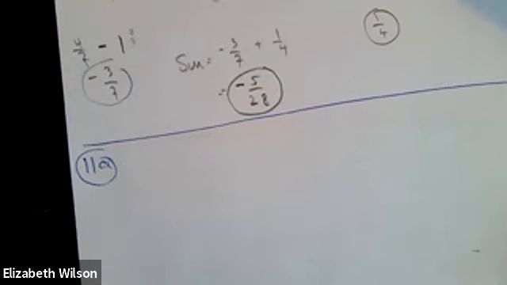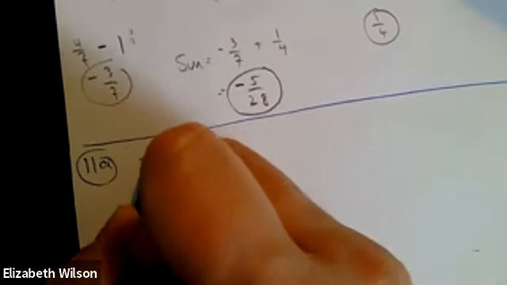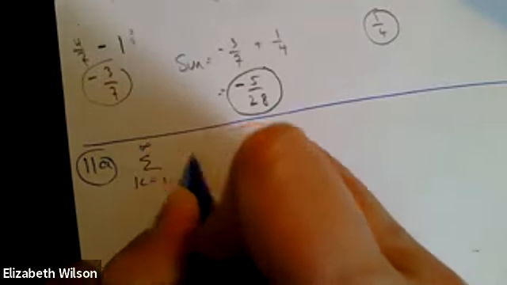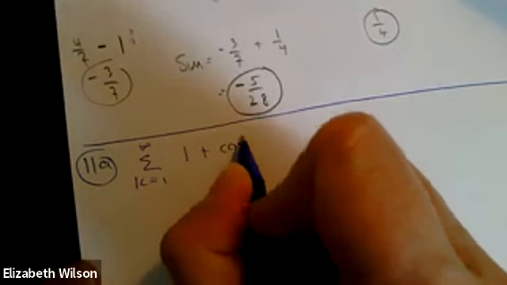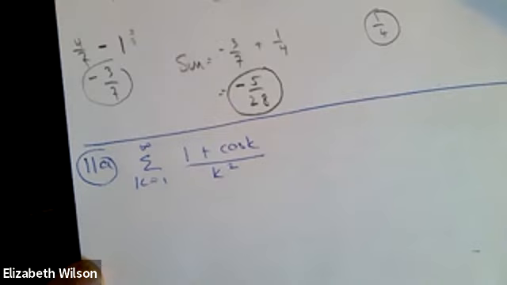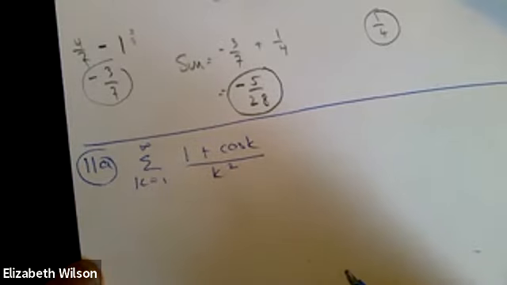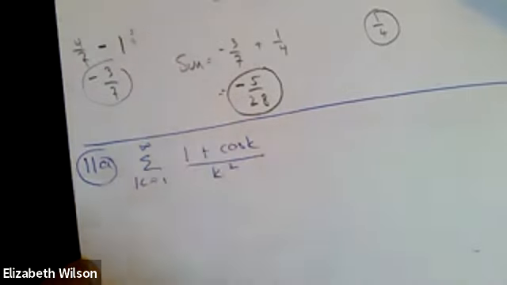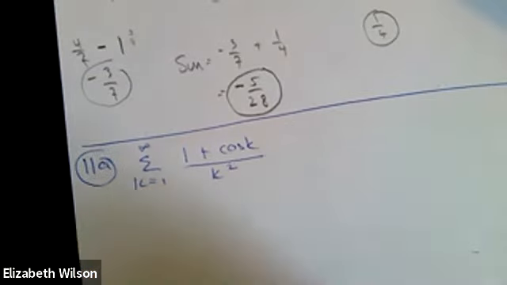11A, let me just read it out. So 11A says, we want to tell whether or not it's going to converge or diverge. Let me write this down. The sum from k equals 1 to infinity of 1 plus the cosine of k, all over k squared. Now I'm going to take a look at this. This isn't any particular type of test as I see it. The one we just did was obviously a geometric series, so I could use a geometric series test. But I'm going to take a look at the cosine.